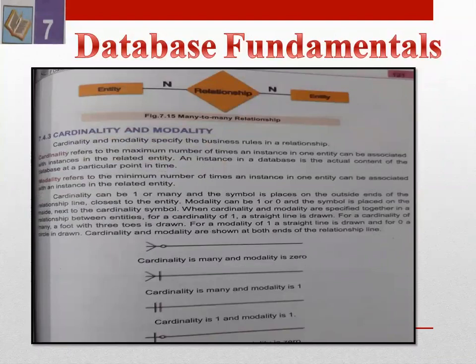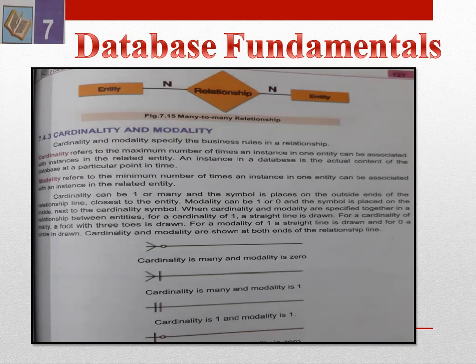Cardinality and modality specify the business rules in a relationship. Cardinality refers to the maximum number of times an instance in one entity can be associated with an instance in the related entity. An instance in a database is the actual content of the database at a particular point in time. Modality refers to the minimum number of times an instance in one entity can be associated with an instance in the related entity.